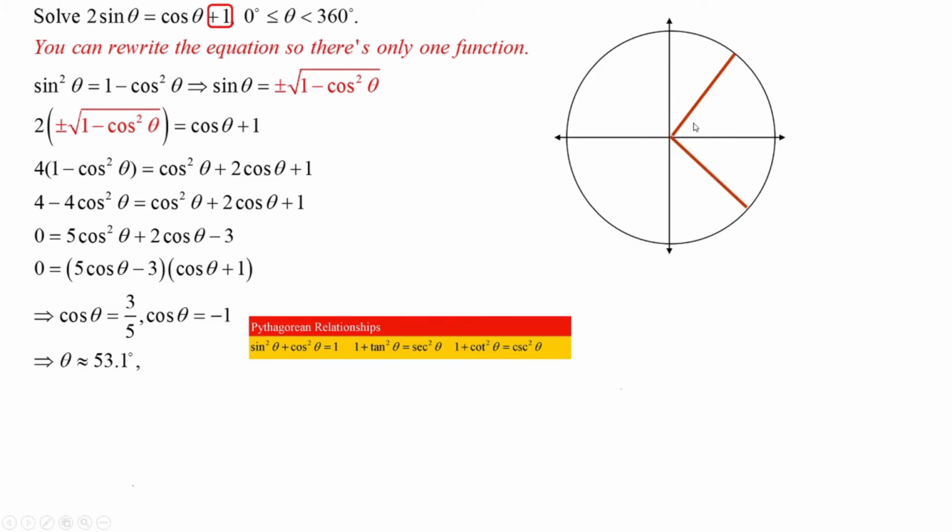And how am I going to get this one? Well, could I go 360 and then subtract that 53.1? So on my calculator, I go 360 minus my last answer. And that's going to give me 306.9. Let's see how we did. There it is, 306.9. Okay, now those are the only two angles in which cosine of theta equals 3/5.